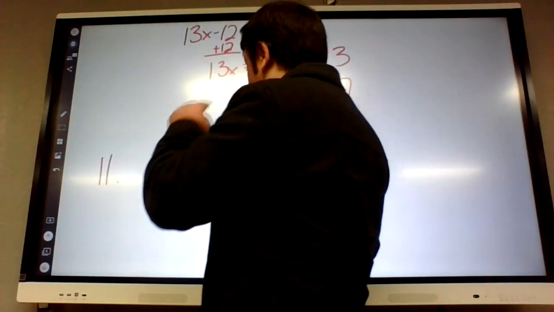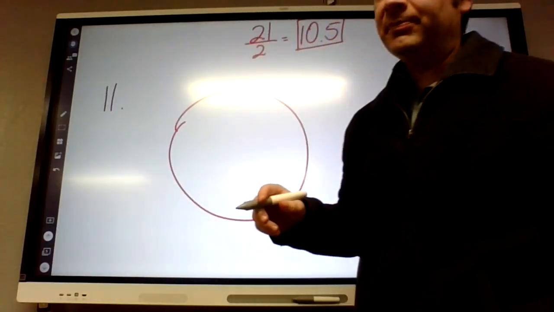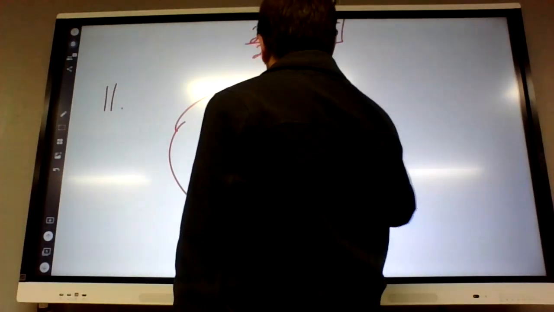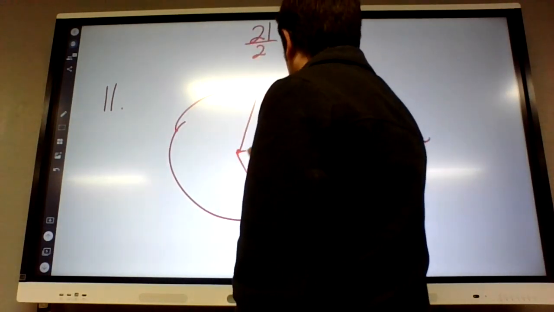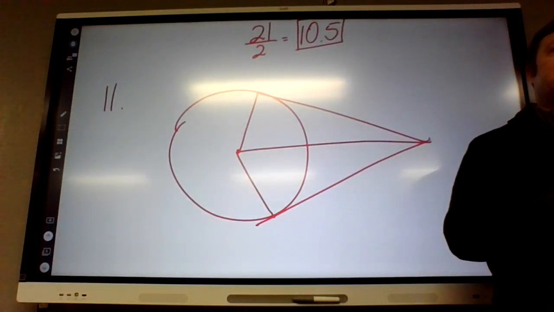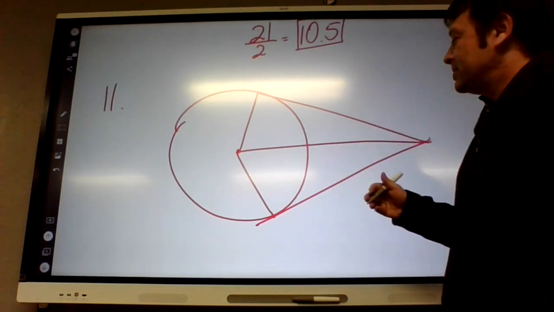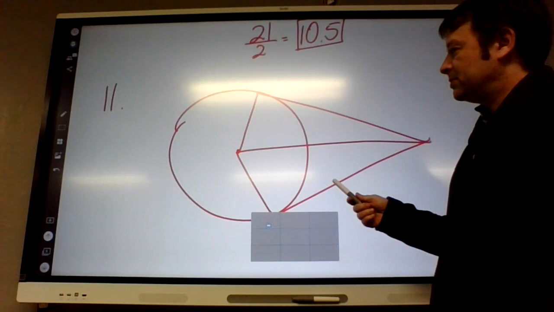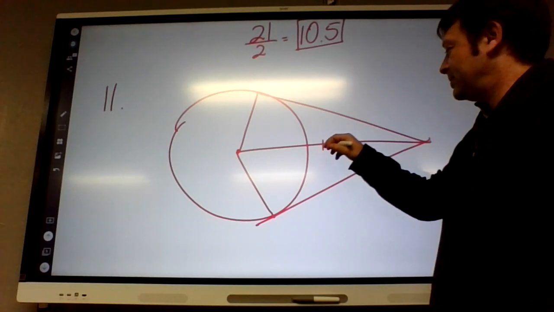Number 11 is actually kind of a flashback, because they ask what theorem we can use to prove that those two triangles are congruent to make the segments congruent. Let me draw this real quick. So what methods have we learned in the past to prove two triangles are congruent? Side, side, side. Side, angle, side. So what do I know is congruent in these two triangles? The shared side, the one in the middle.